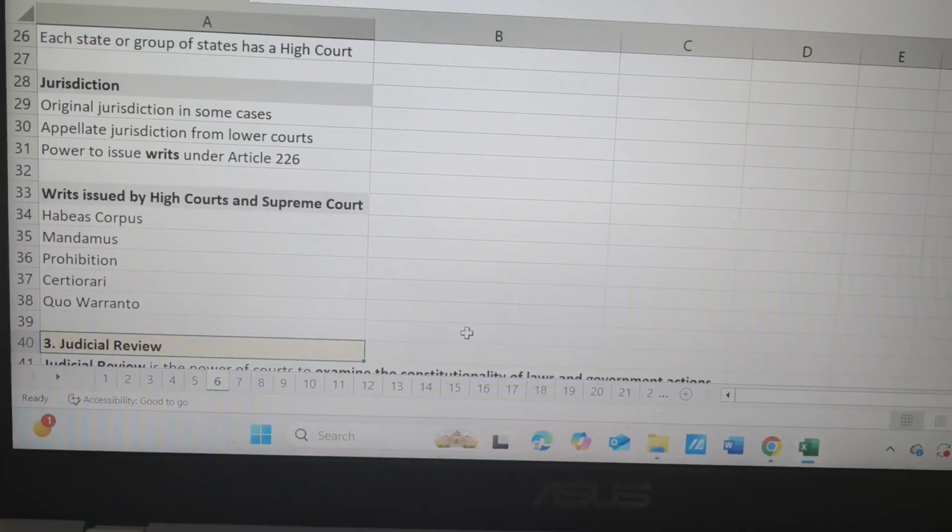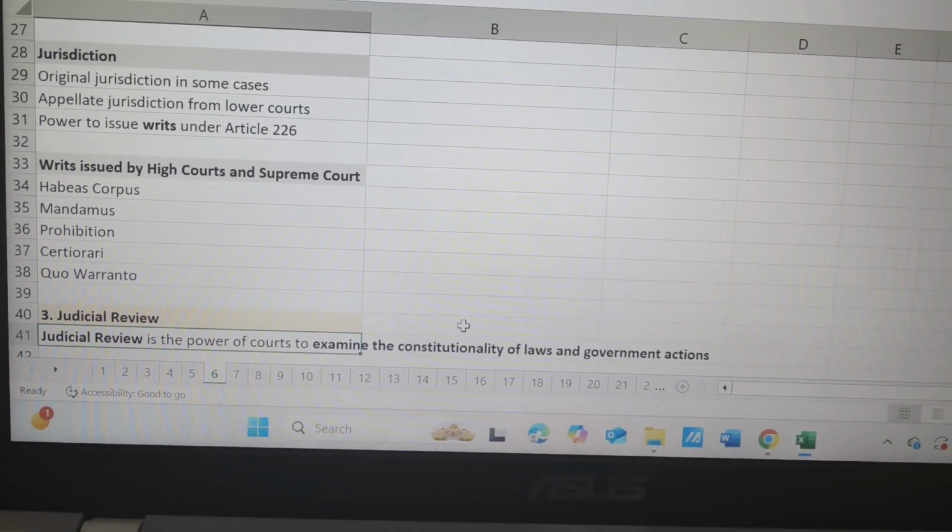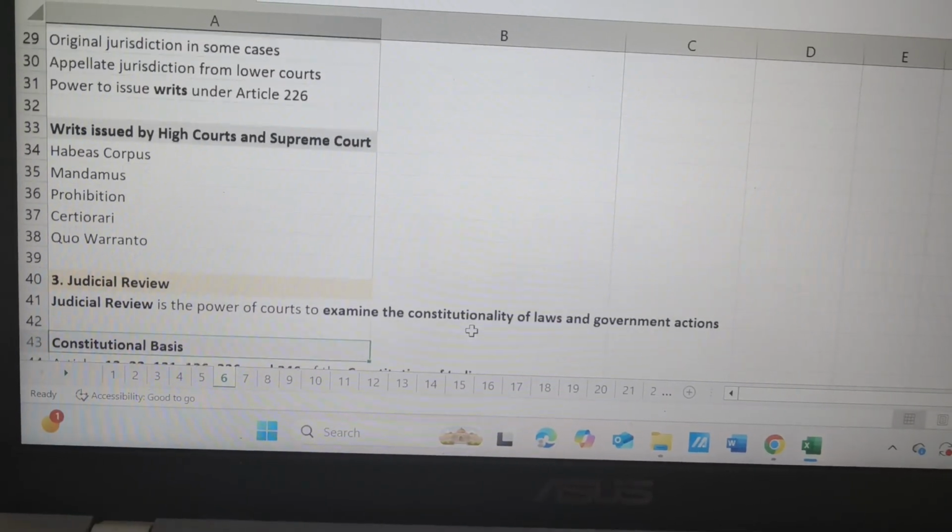Now writs issued by high courts and Supreme Court: habeas corpus, mandamus, prohibition, certiorari, quo warranto.